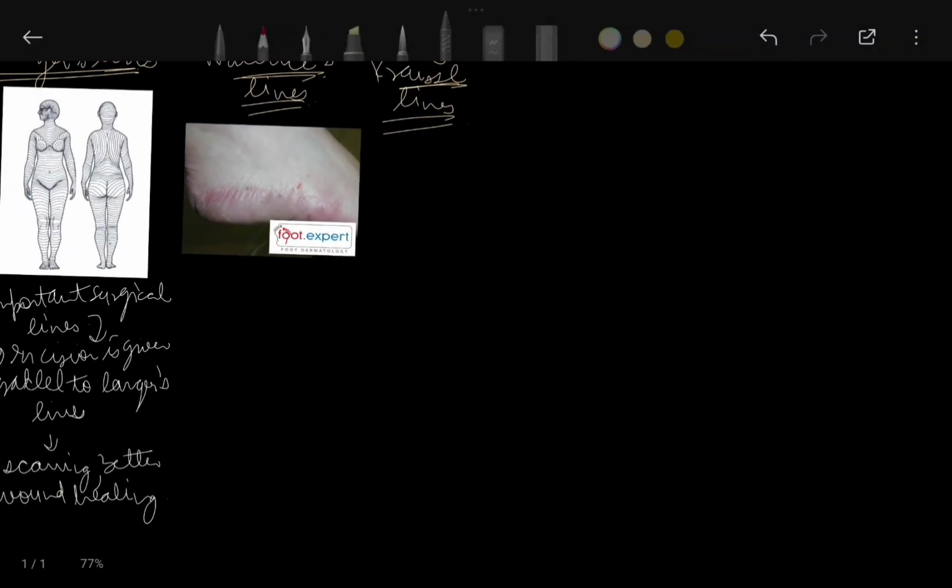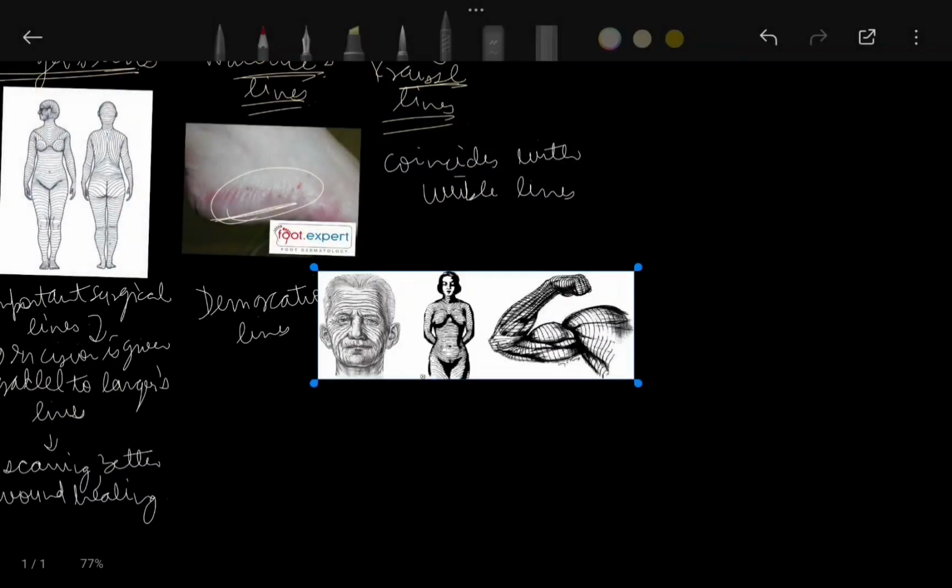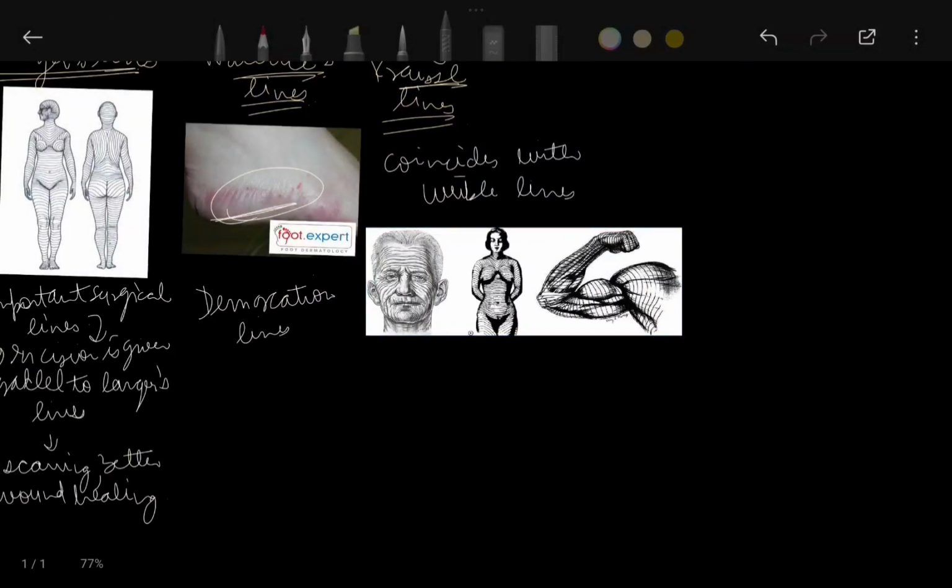Now these are the Voigt's lines. We can see it over here. They are visible, and these are the demarcation lines. These are usually more visible on the foot. Then we have Kraissl's lines. They coincide with the wrinkle lines. So that's all.